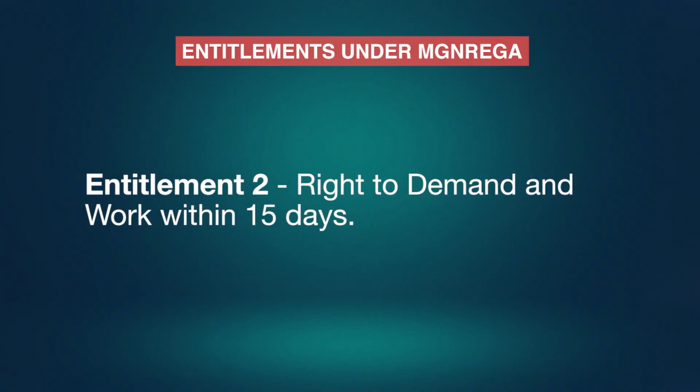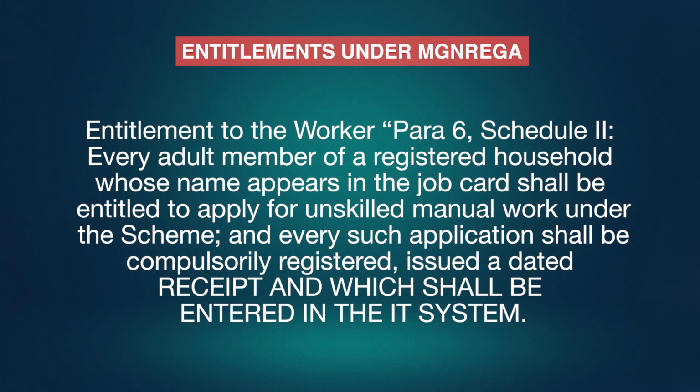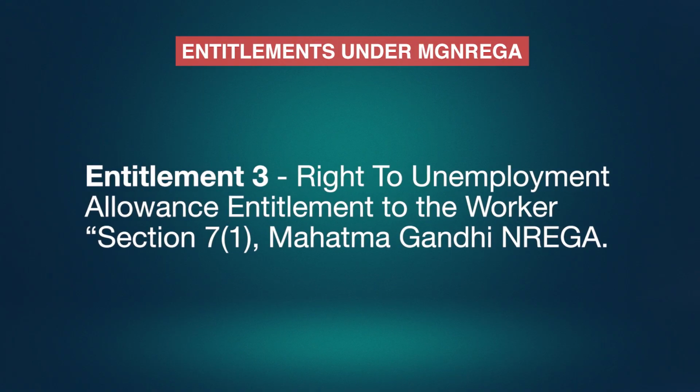The second entitlement is the right to demand and receive work within 15 days. What is very important is the time period within which they can be given the work. The Act specifically says that every adult member of a registered household whose name appears in the job card shall be entitled to apply for unskilled manual work under the scheme. And every such application shall be compulsorily registered and issued a dated receipt, which shall be entered in the IT system, which means that registration of the name of the job card holder is also a part of this entire process of giving work.